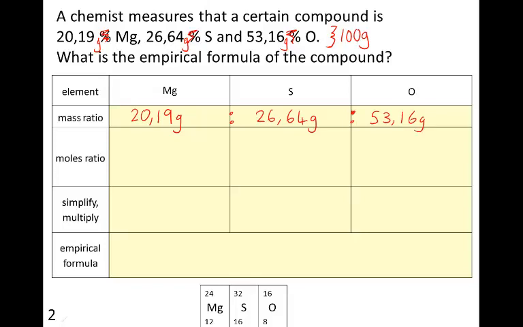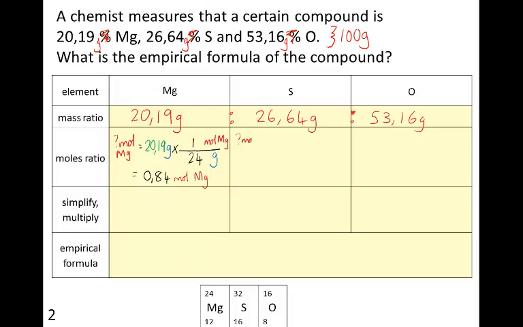We need a mole ratio. How many moles of magnesium have a mass of 20,19 grams? We multiply by a conversion factor which has grams at the bottom and moles of magnesium at the top. And this conversion factor is the molar mass of magnesium. 24 grams is the mass of 1 mole of magnesium atoms. So if we have 20,19 grams of magnesium atoms, we have 20,19 divided by 24 moles of magnesium atoms, 0,84 moles of magnesium atoms.